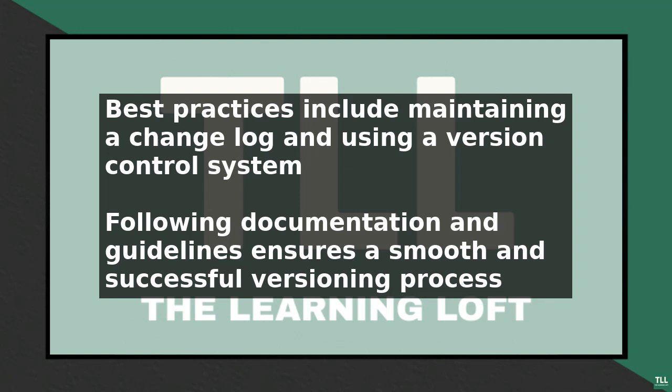In conclusion, versioning the Build.com API SDK is a critical process that requires careful planning and execution. By understanding the importance of versioning, following the steps outlined above, and adhering to best practices, you can ensure that your integration with the Build.com API remains stable and compatible with future updates.